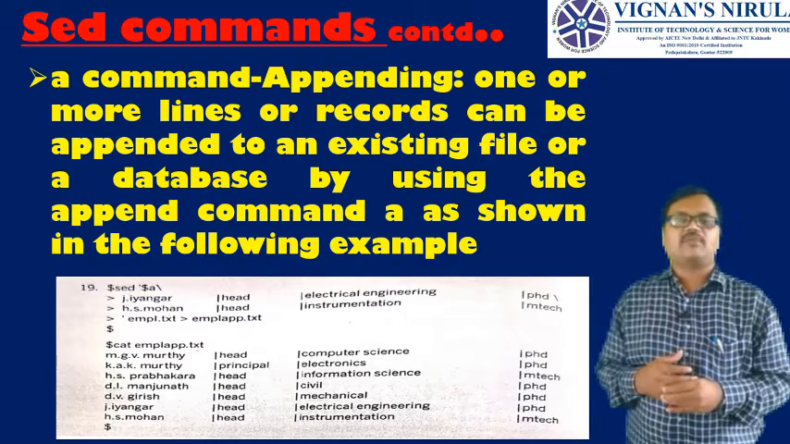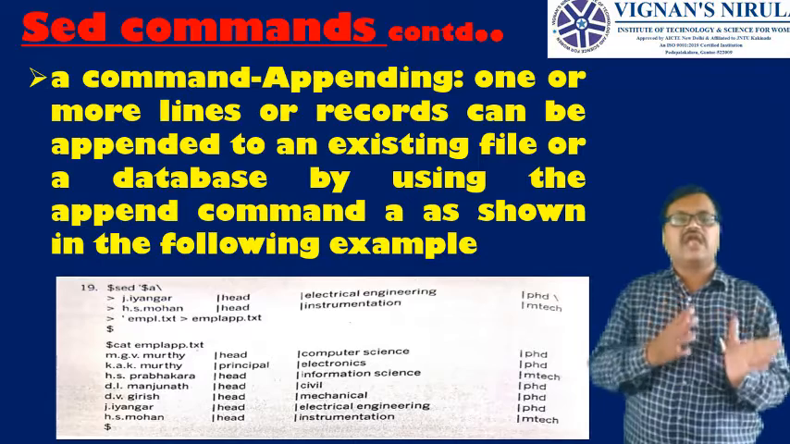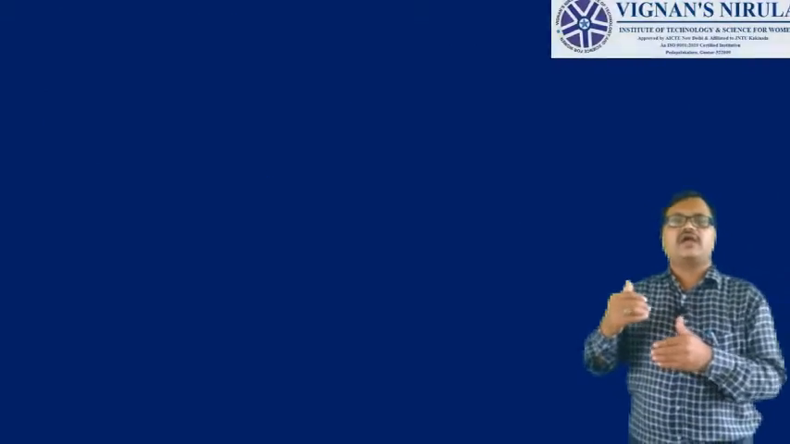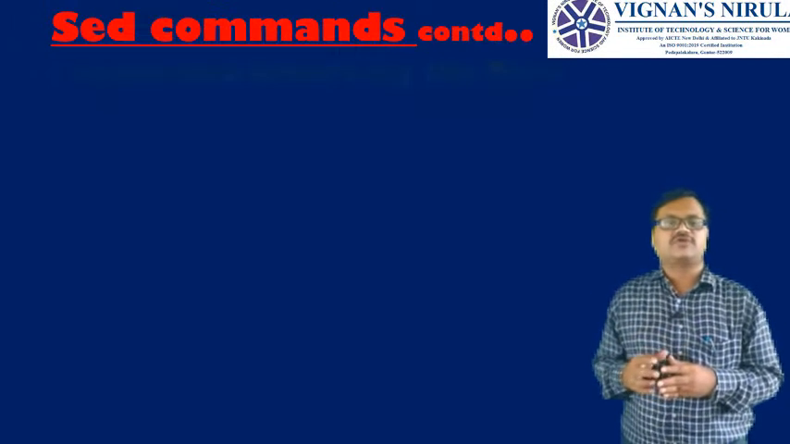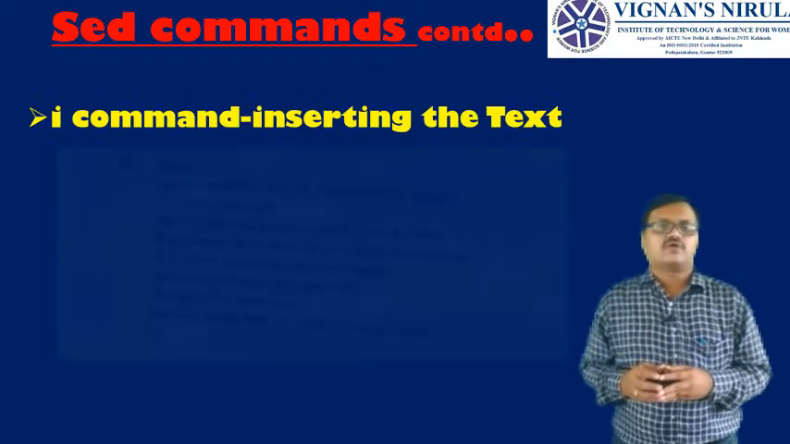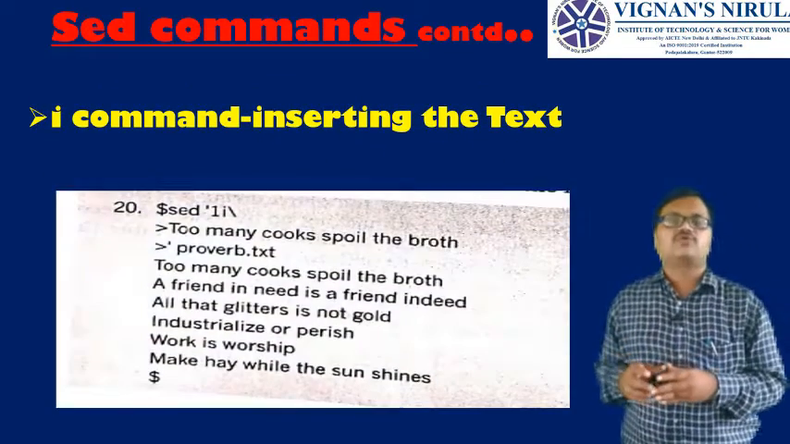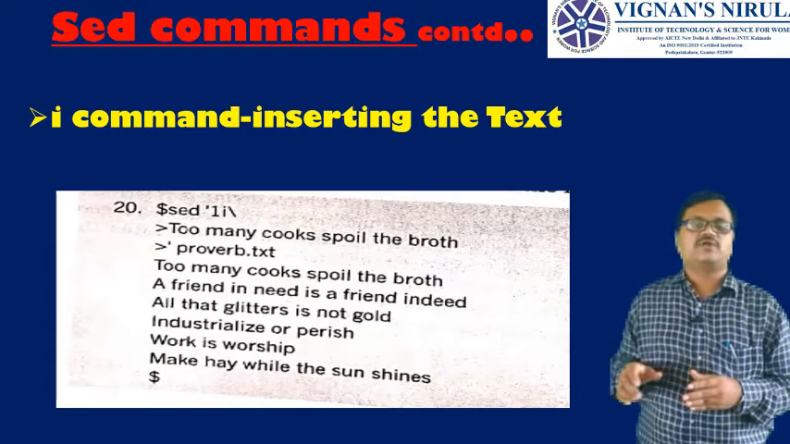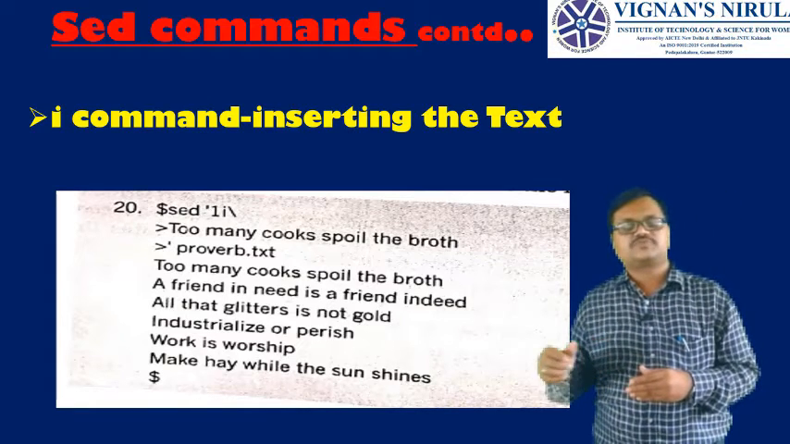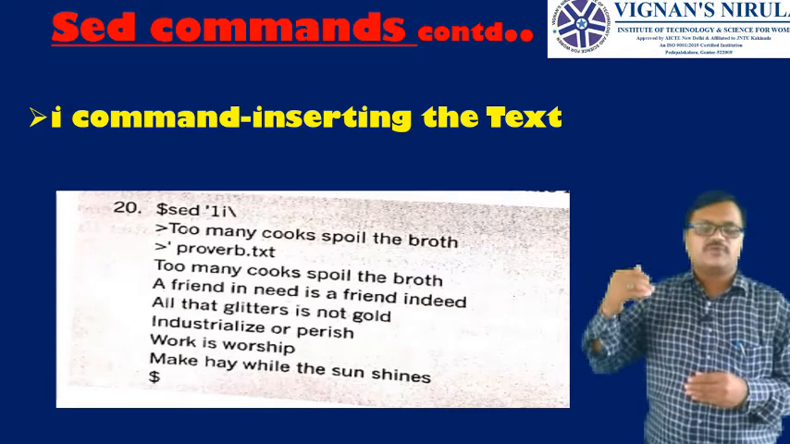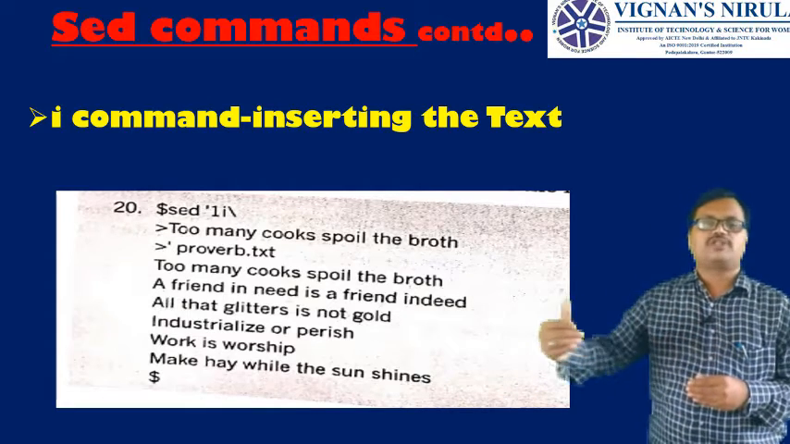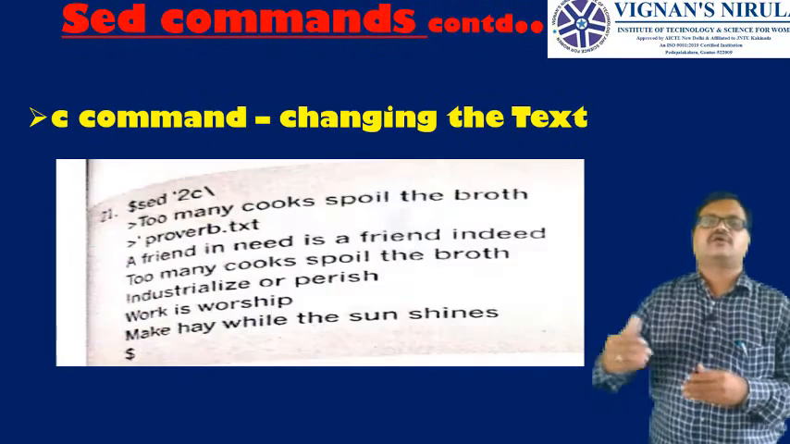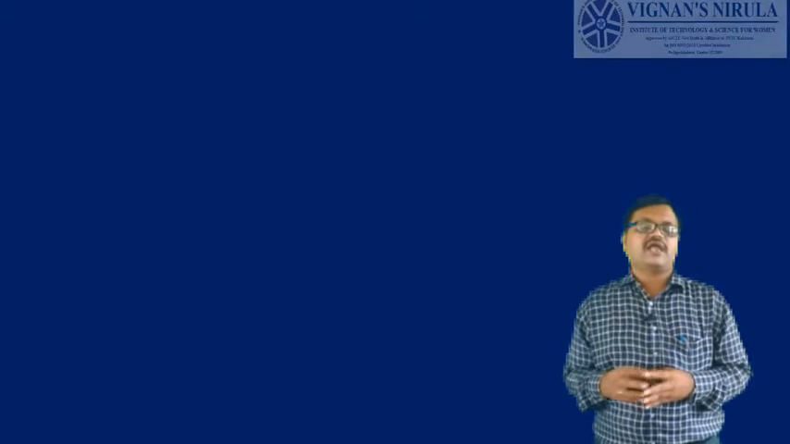Next is the I command. What is the difference between the A and I commands? The A command adds the line after the line, and the I command inserts the line before the line number. Suppose you give sed space single quote 1i slash and then give too many cooks spoil the broth, for space probe.txt. That means before the first line, the line too many cooks spoil the broth gets added. So this is about the I command, A command and C command.